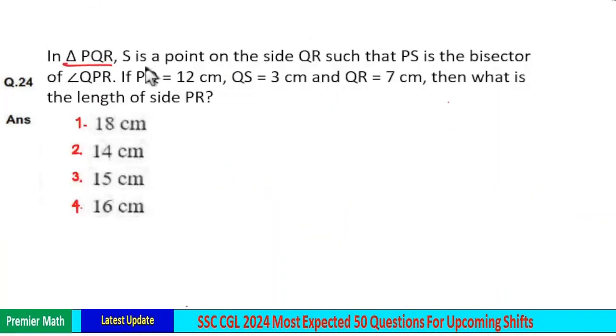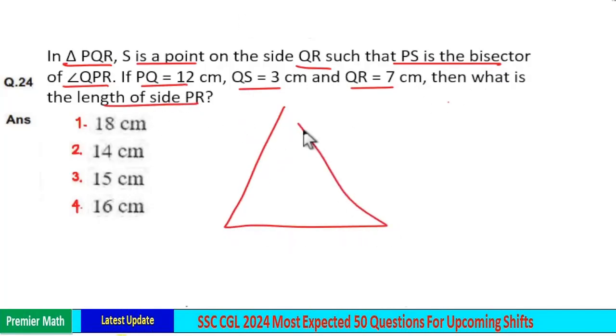In triangle PQR, a point S is on the side QR such that PS is the bisector of angle QPR. If PQ is 12, QS is 3 and QR is 7, then what is the length of side PR? Here, this is the triangle PQR.